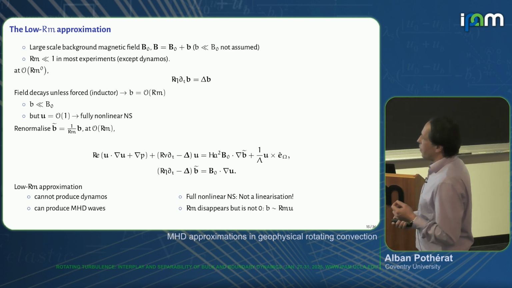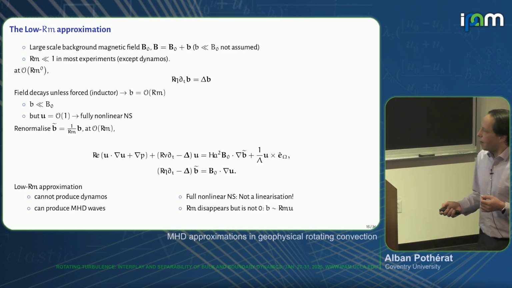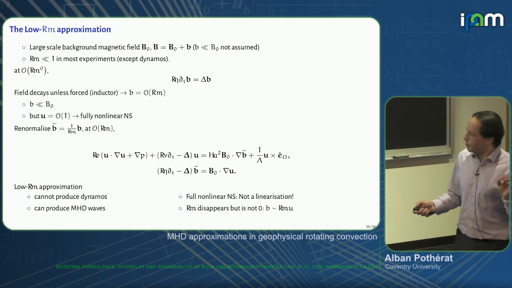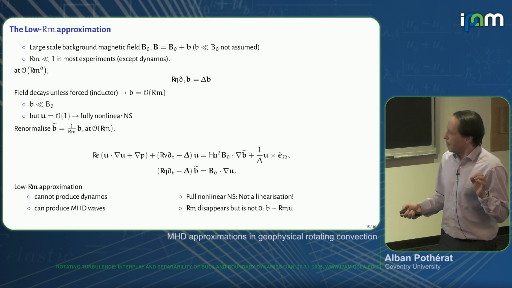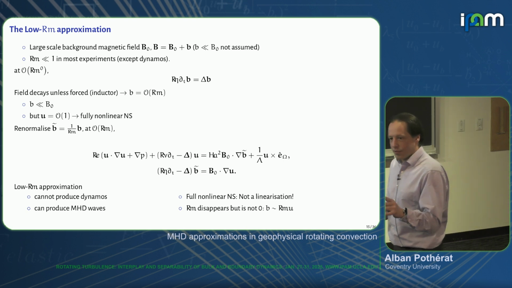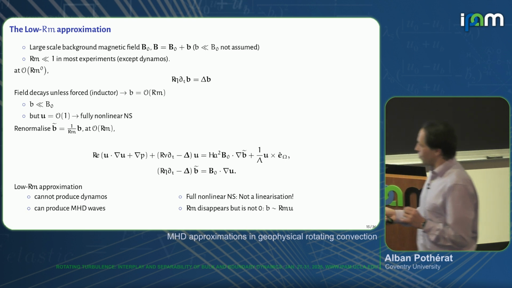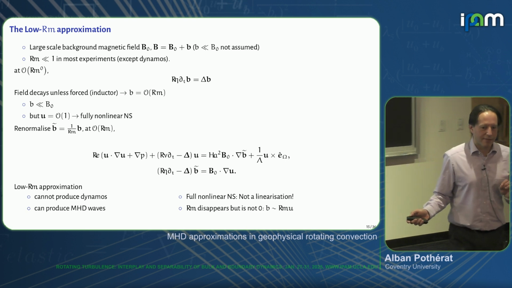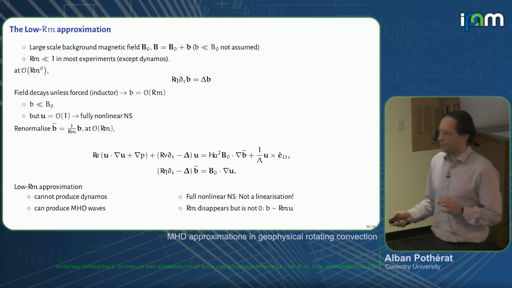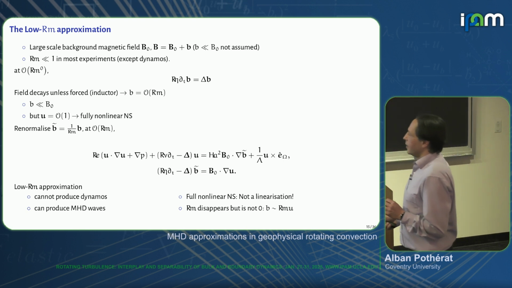And the other thing about the low Rm approximation, Rm disappears because I've absorbed it by renormalizing here. But there is still induction. Induction is not zero. It's order Rm. If you have no induction, there is no MHD. Let's be clear about that. There's always induction in MHD.